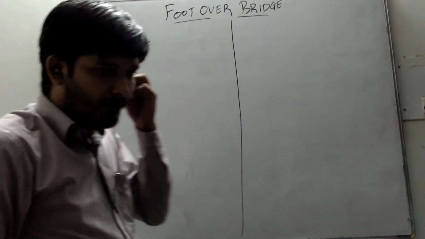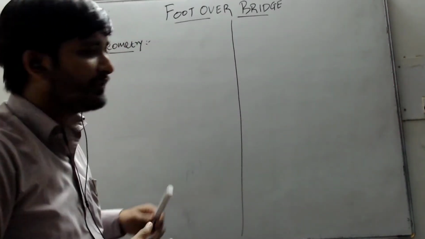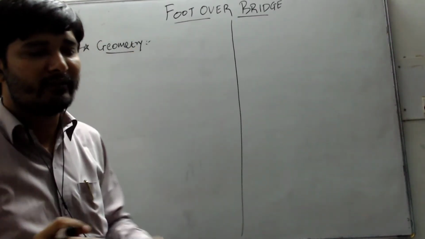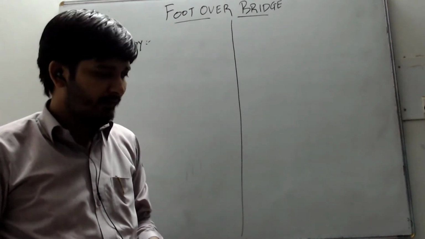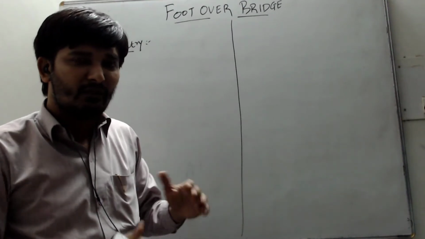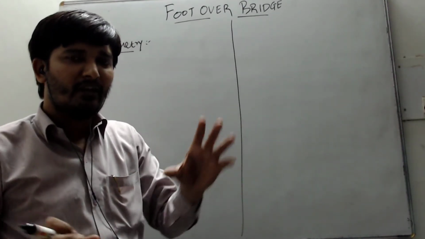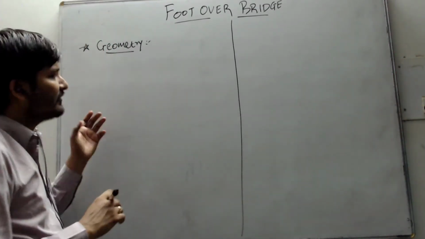So the first step in the design of a foot overbridge is that we need to fix the geometry of our truss. As discussed in the previous session, an N-type lattice girder has been given. So what should be the height of the girder, what should be the height of each panel, and what should be the spacing between panels? We need to decide all those things, right? So the first step is to decide the geometry of the girder.